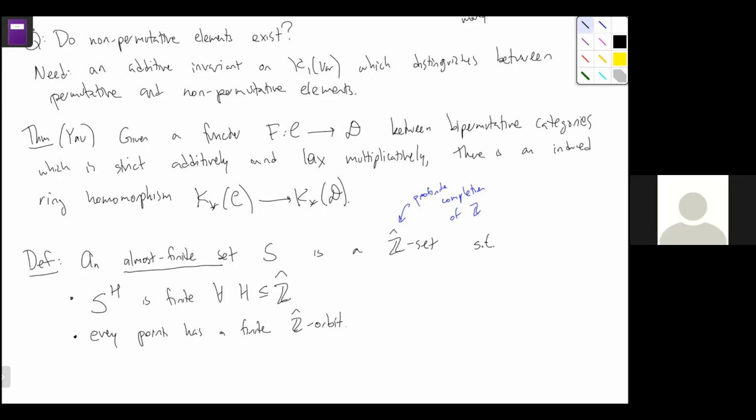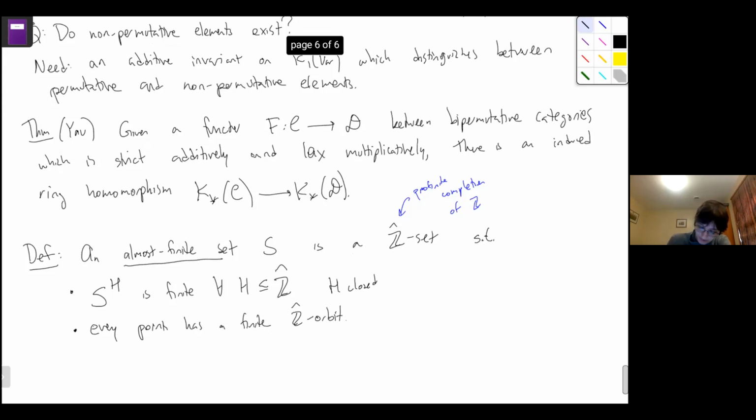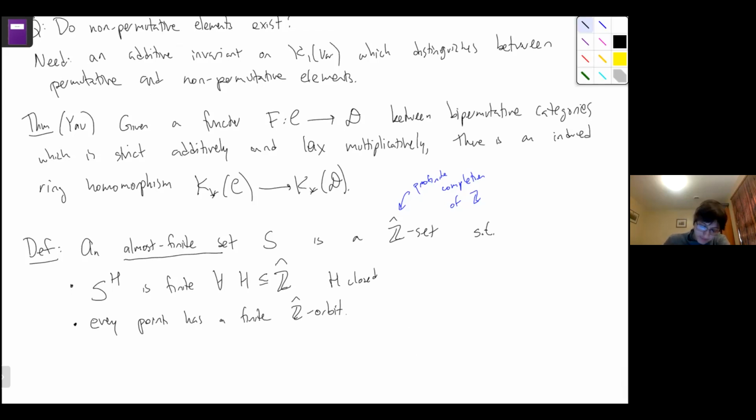Should there be a condition on H? Yeah, whatever. H is closed or open or whatever. A nice subgroup, the ones you care about. Yeah, I mean, it's not the identity.